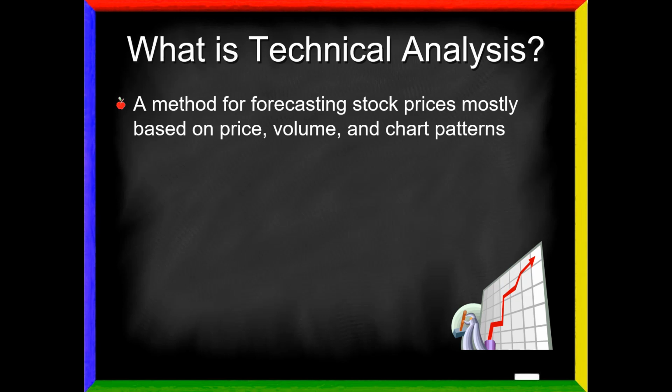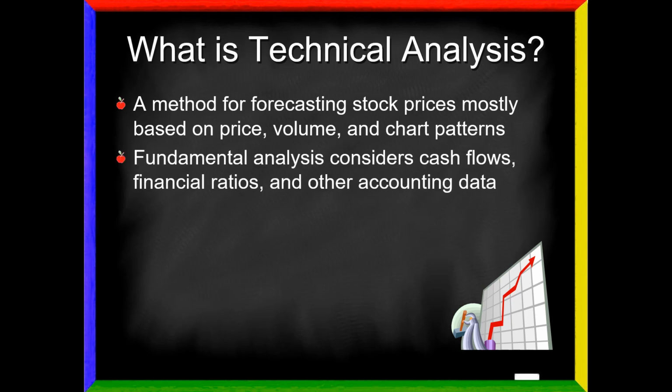So first of all, for everybody who's new, what we're talking about is technical analysis. And really what that is, it's just a method for forecasting stock prices. We're mostly looking at price, volume, chart patterns, things like that. Contrast that with fundamental analysis, where we are considering cash flows, financial ratios, accounting data. So technical analysis or technicians or chartists are people who look at either pictures or different ratios, different indicators, trying to predict where stock prices are going.